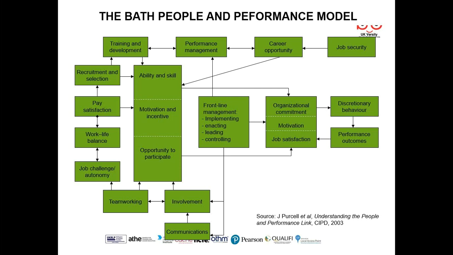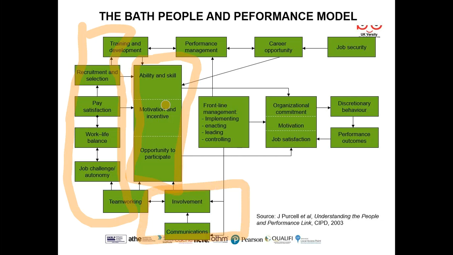So that's what this model by Guest and by the people at the University of Bath, John Purcell, Professor Purcell and colleagues, developed. The key thing in this model I'll emphasize here is what we call AMO. Can you see that? A for ability and skills, M for motivation and incentive, O for opportunity to participate. So basically, they say that your HR, which is all this stuff, training, recruitment, pay, work-life balance, teamwork, all of these are different HR practices.